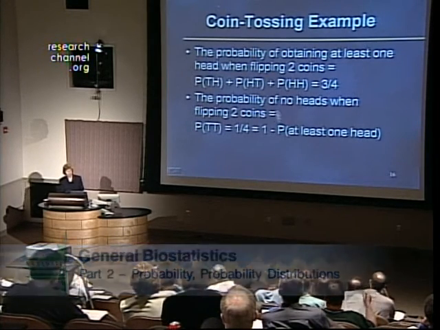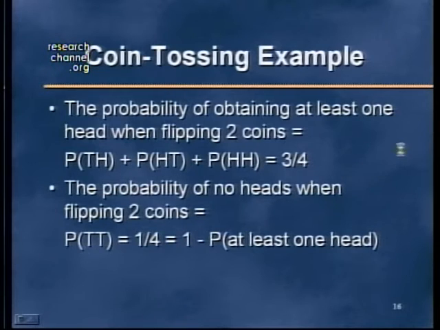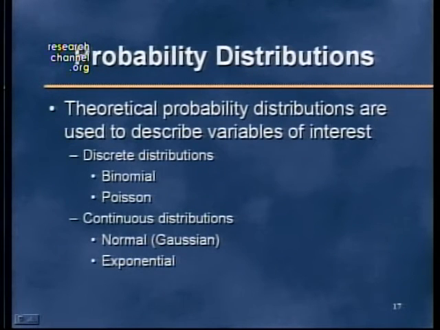On this next slide, I've written down how we would write this in a probability statement. We went through this verbally, but the probability of obtaining at least one head when flipping two coins is the sum of those three separate probabilities: the probability of getting a tail followed by a head, plus a head followed by a tail, plus the probability of two heads, which we said was 3/4. Whereas the probability of no heads was 1/4. So this is a simple example of a probability distribution where we had just three possible outcomes, and we could clearly talk about the probabilities associated with each outcome. We could talk about the probability of observing one outcome or something more extreme. We could talk about the probability of observing no heads.